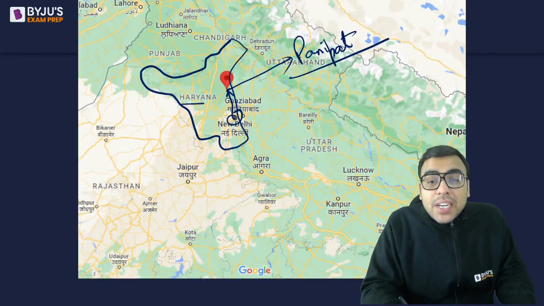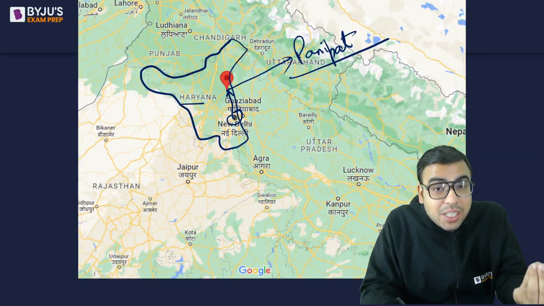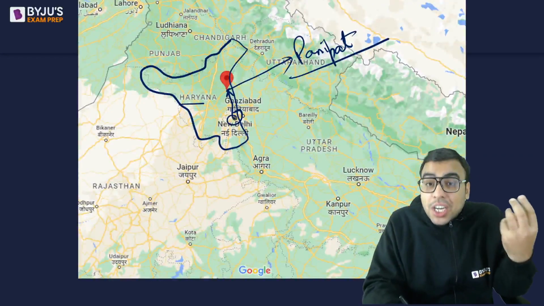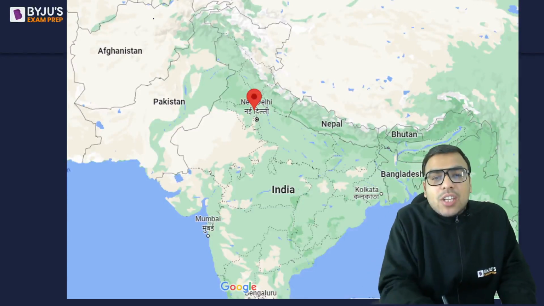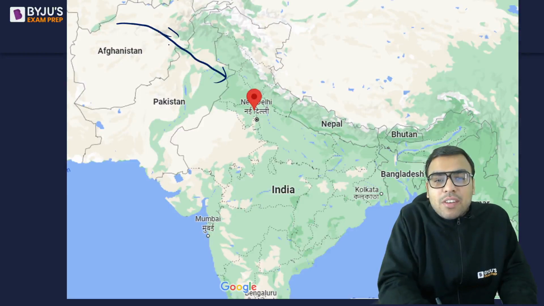Please be aware of it. Now, sometimes the question comes to mind. People ask, sir, why did 3 battles happen in Panipat? The reason is very simple. Mostly the invaders came from this region. Especially somewhere here you will find the Khyber Pass.